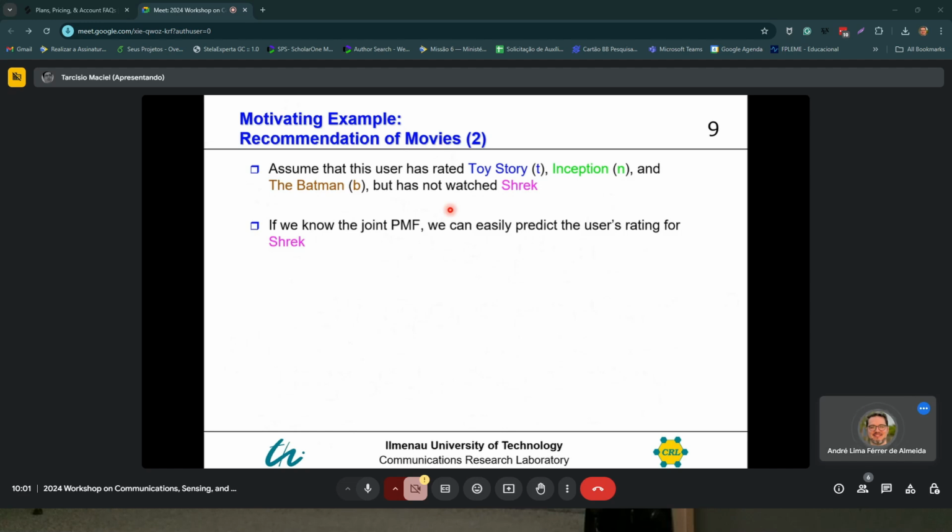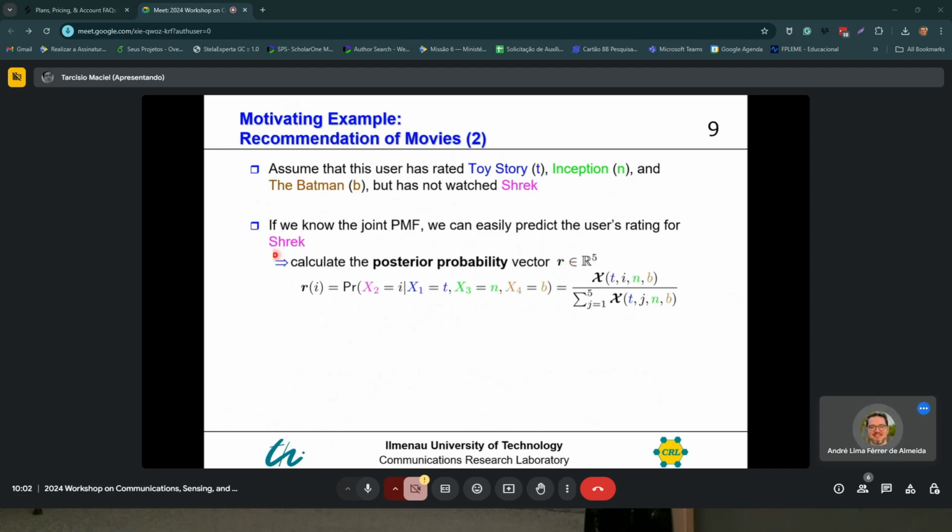So what can we do? If we know the joint PMF, we can easily predict the user's rating for Shrek. How should we do that? We calculate the posterior probability vector R, which is 5-dimensional, because we have 5 possible ratings for Shrek. R of I, for I between 1 and 5, is then the probability of x2 being equal to I, given the ratings for the other 3 movies, right? So we have the joint PMF divided by this marginalized PMF. So we sum over all possible values of the second random variable from j equals 1 to 5. So we marginalize the second random variable in the denominator.